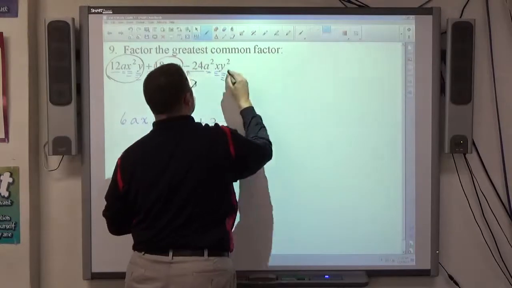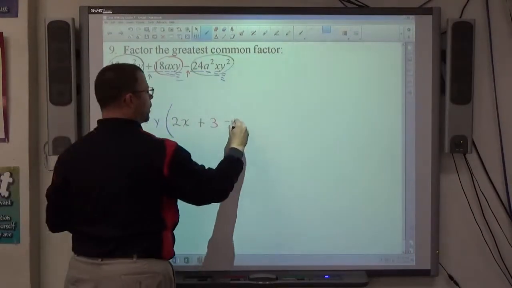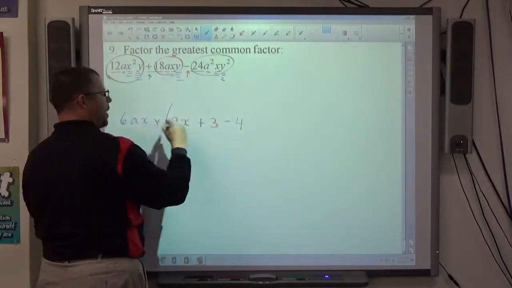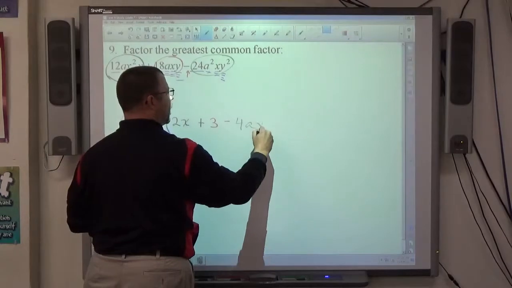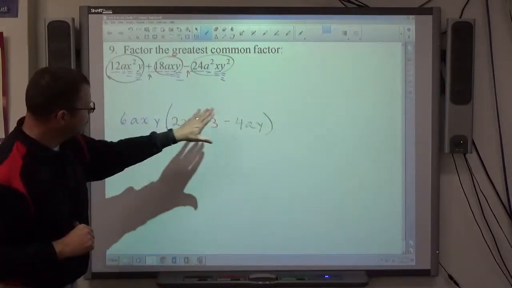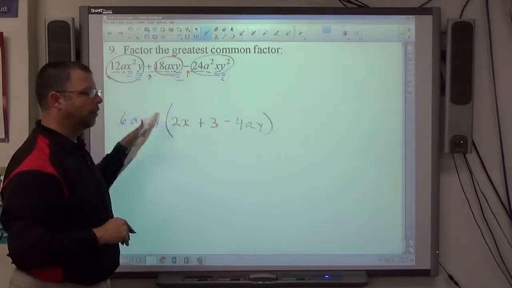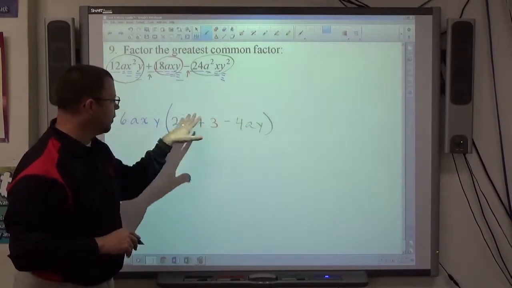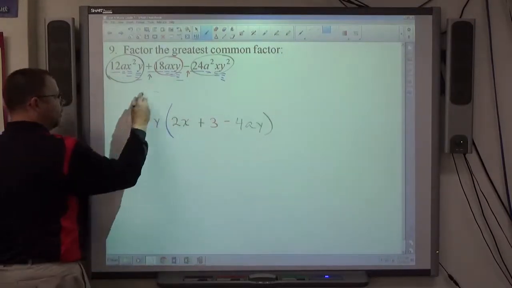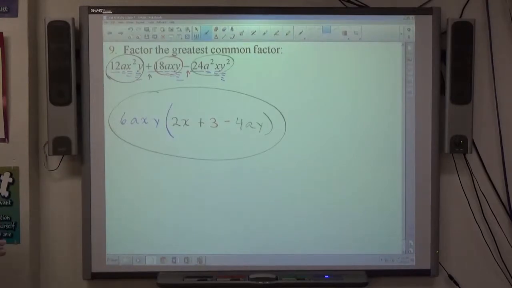And then my final term, 24a squared xy squared. 24 divided by 6 is 4. A squared divided by a makes a. X divided by x cancels. Y squared divided by y is y. Looking at the parentheses here, nothing divides evenly into 2, 3, and 4. So that verifies we took the biggest number out. This has x, this has nothing, this has a y. There's no other common pieces there. So we did take out the greatest common factor, and we got the best answer possible.